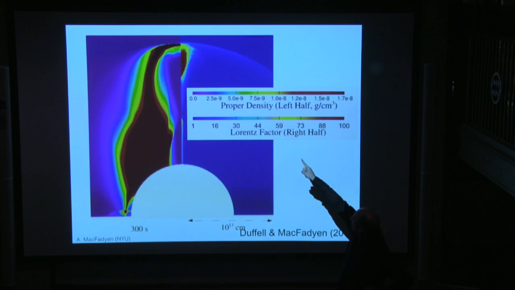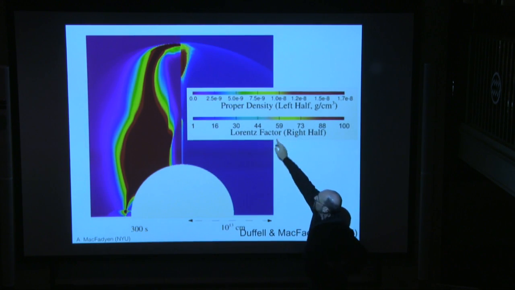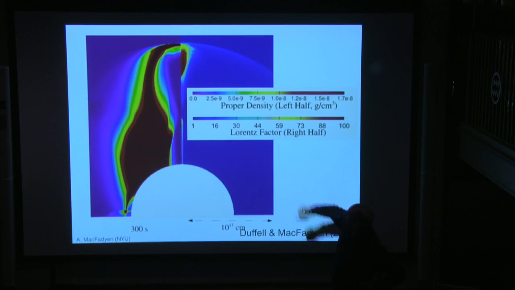It's too bad I can't point to it. On the left is density, and right is Lorentz factor. So the main point is the red on the right-hand panel. That's the gamma 100 material, and the yellow is what we're calling the plug, or the shell, that's ahead of it. So that has a gamma of 60. So gamma 100 and gamma 60 in front of it.